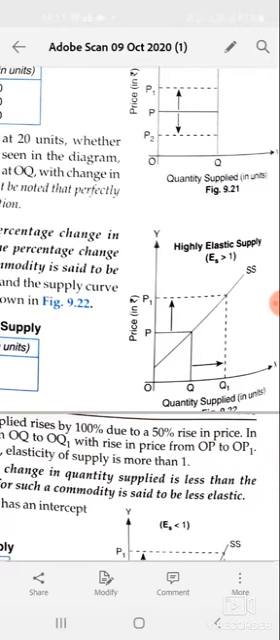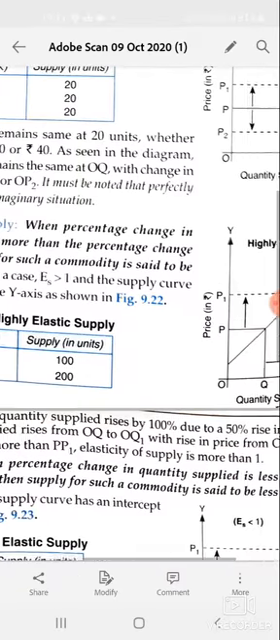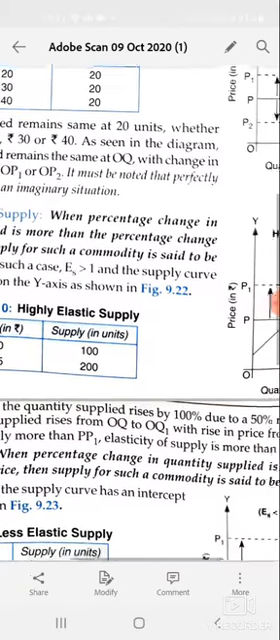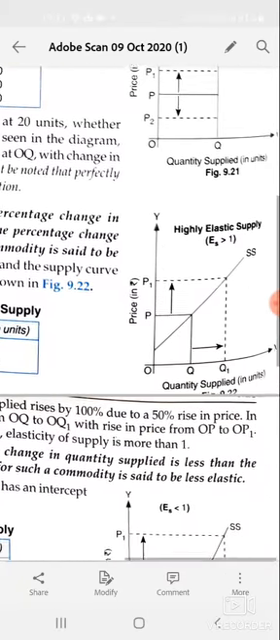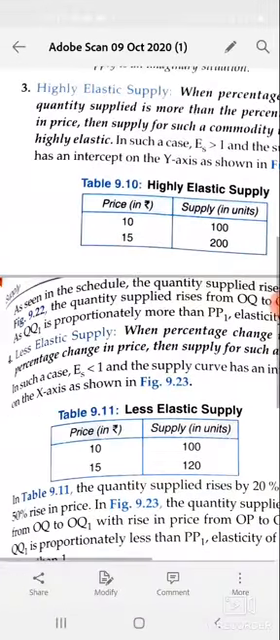Graphically, if you show it graphically, it is more horizontal, or you can say flatter. You will find the curve more flatter in comparison to the others. Flatter means which little bit moves toward the x-axis.